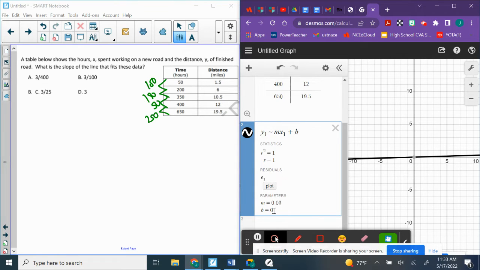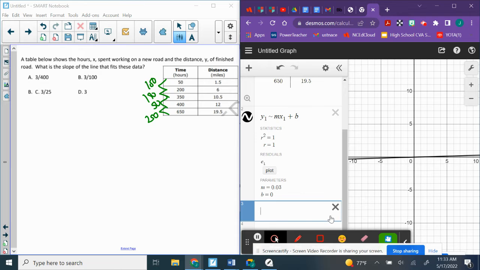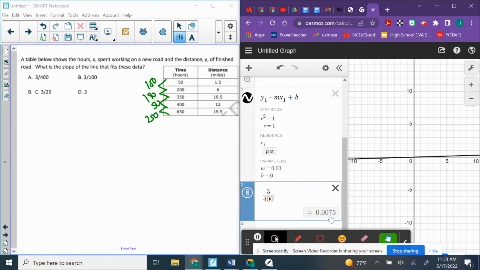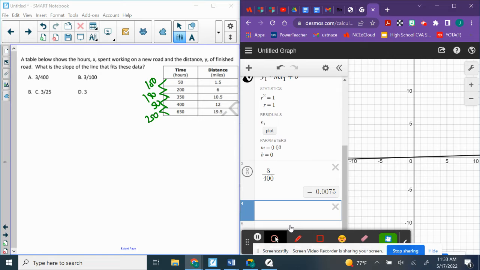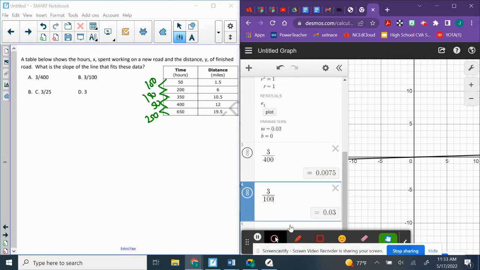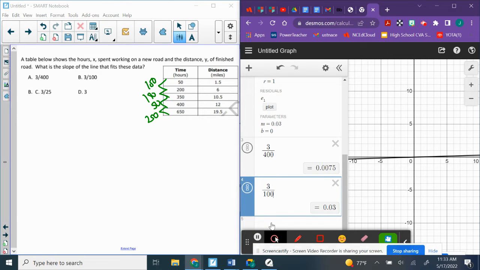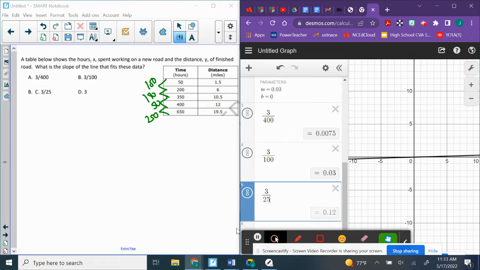And it's 0.03. That is the slope, 0.03. So at that rate, we could do 3 divided by 400, which is 0.0075. 3 divided by 100, 0.03 is looking good. Just to make sure we don't make a silly mistake, 3 divided by 25 is 0.12, and then 3, which is obviously not our decimal. So our answer should be B.